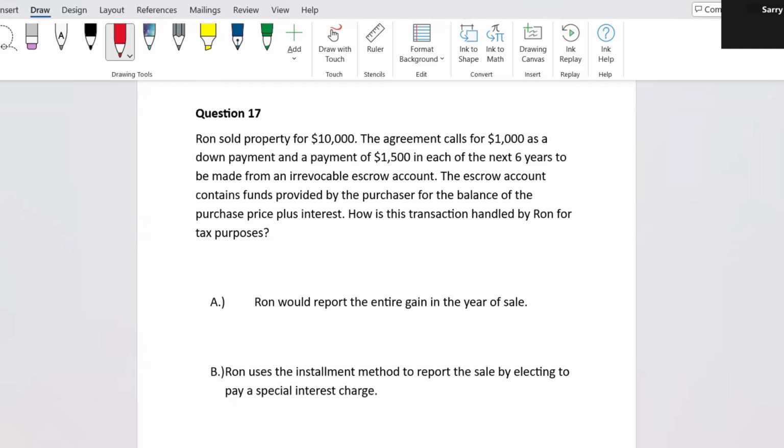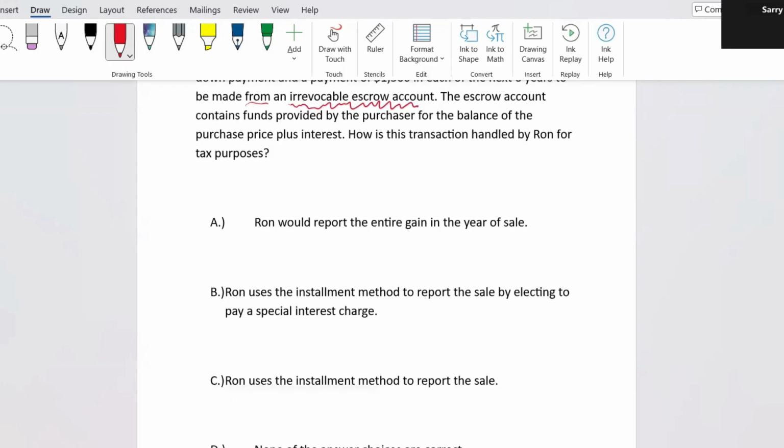So one thing that's kind of distinctive about this versus the other questions is the money goes into an irrevocable escrow account here, and it's to be made from the account. So that means, let's go through the answer. Ron would report the entire gain. Let's come back to that one. Ron uses the installment method to report the sale by electing to pay a special interest charge. So this one is incorrect.